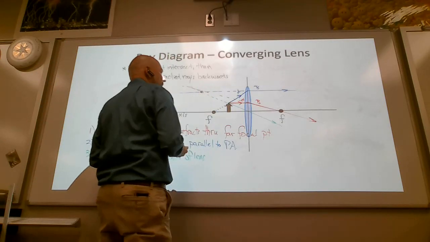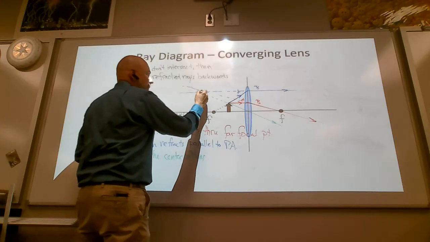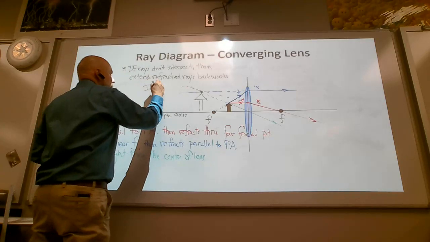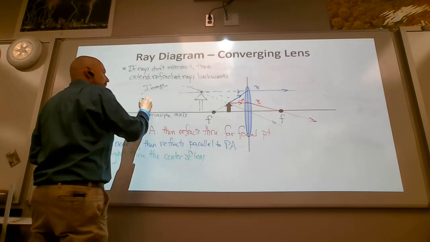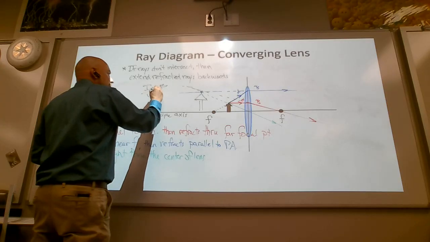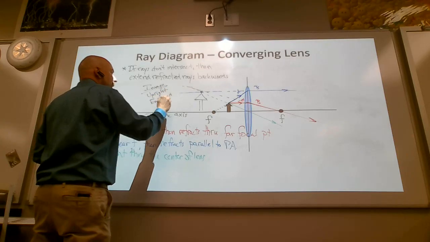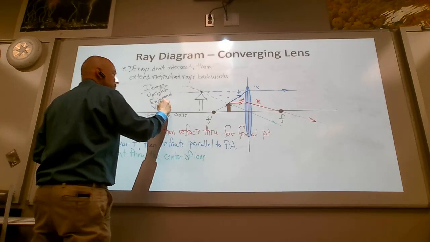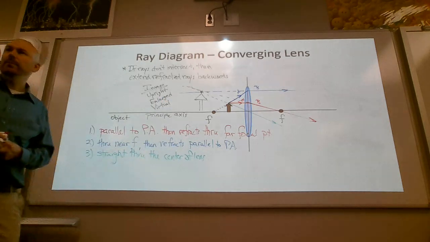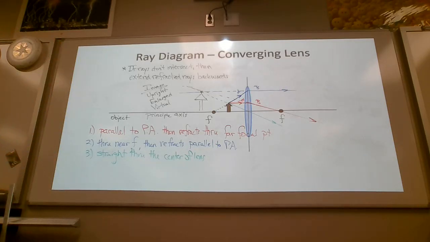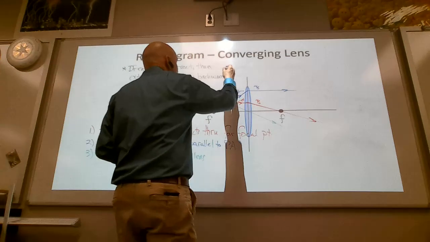So here is the top of the image. So our image, you could describe it as upright, enlarged, and virtual. Okay. So that's the opposite of real, meaning that you cannot project that onto a screen. But why can you see it?